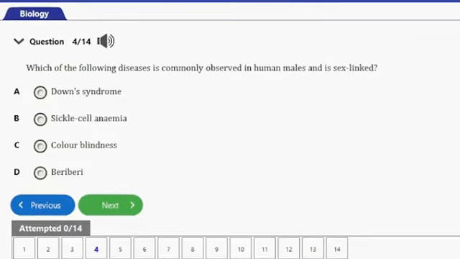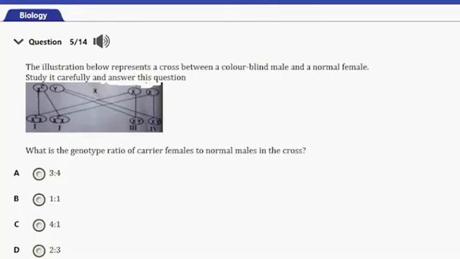Question number 4 here, it says, which of the following diseases is commonly observed in human males and is sex-linked? We have A, Down syndrome, B, sickle cell anemia, C, color blindness, D, beriberi. The answer to this question is option C, that's color blindness. Let's check out the next question.